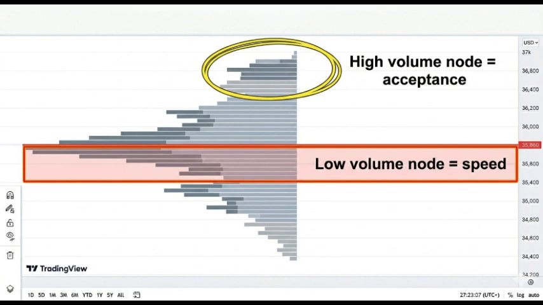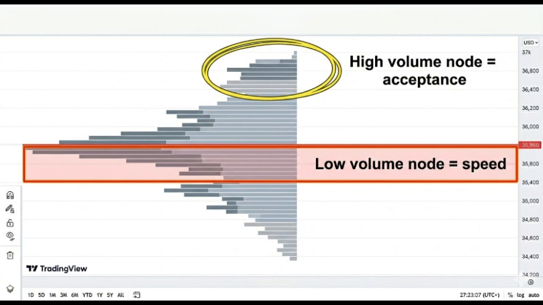High volume nodes, or HVNs, are price areas with a lot of traded volume. These zones usually represent areas of congestion, acceptance, and heavy two-way trade. That means price often slows down there, pauses there, or reacts there.